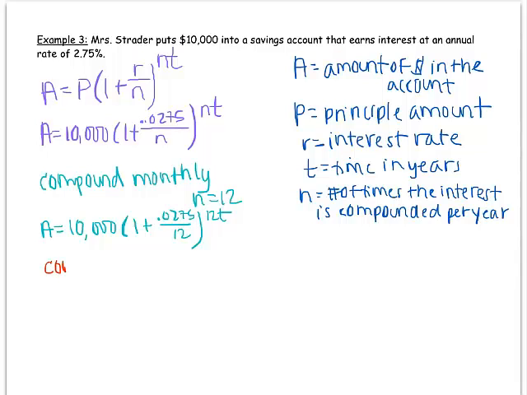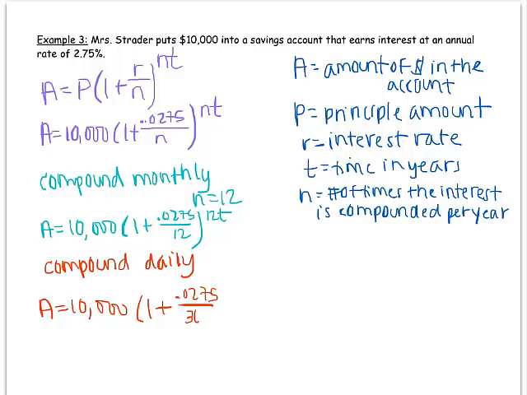What if they compound your interest daily? That would look like this. A equals 10,000 times 1 plus 0.0275 over 365 days per year, raised to the 365t.